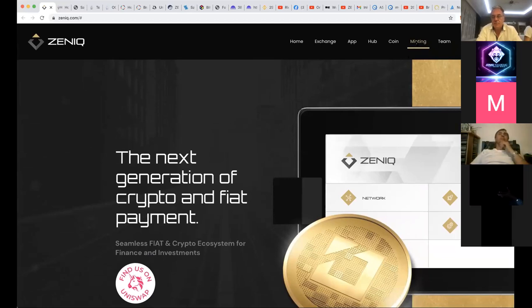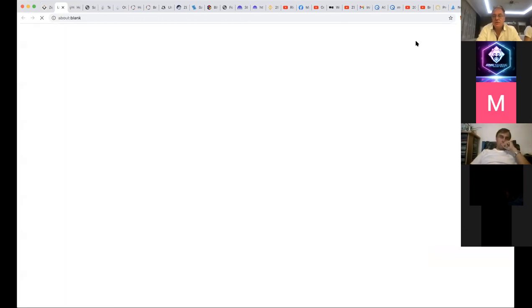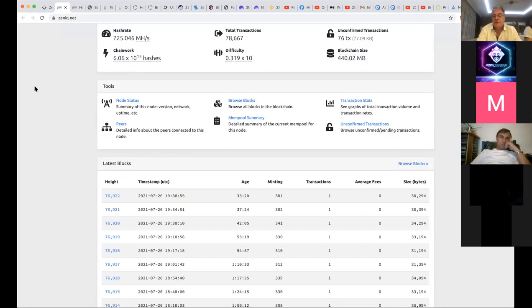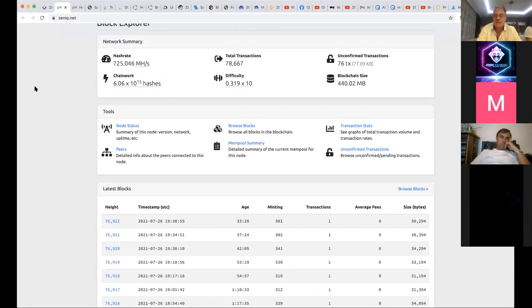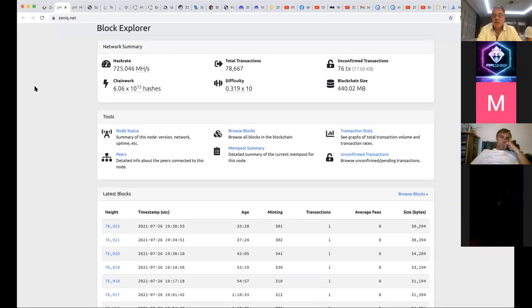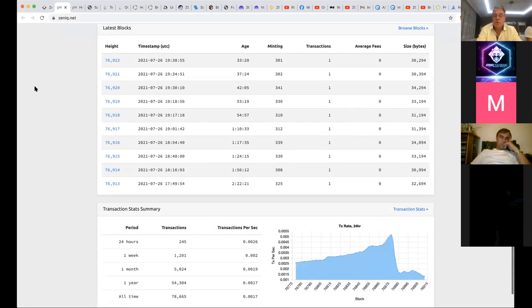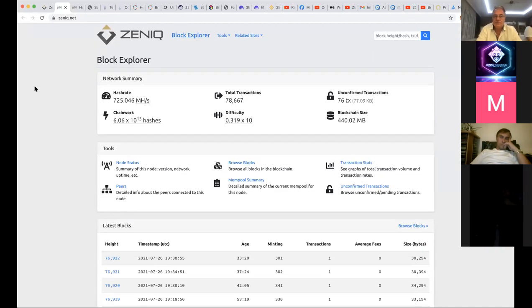Also at the top of the page, you have something called minting. When you click on this tab, it redirects you to the Block Explorer, where you can find all information, data and statistics about the ZENIQ blockchain. You can see all the blocks that are minted through the blockchain. Also very important to know.